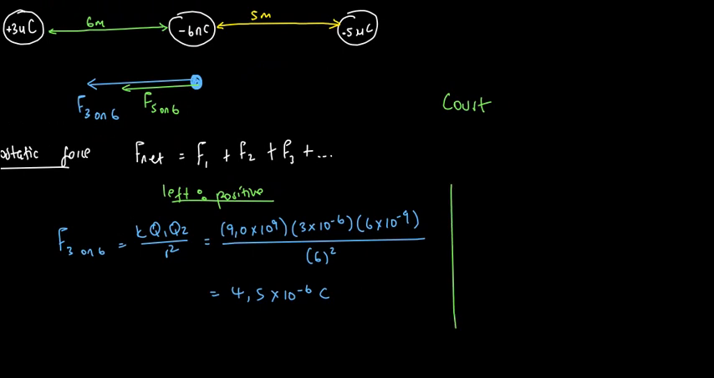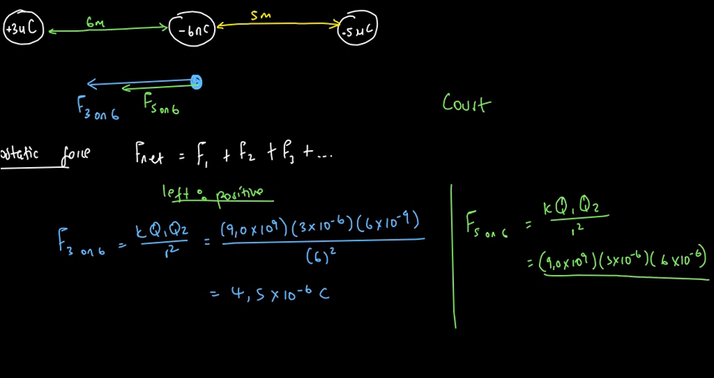So for the force of 5 on 6, you then say k q1 q2 all over r squared, of which now you're going to say 9.0 times 10 to the power 9, q1 (q5) is going to be 5 times 10 to the power negative 6, and then the other one is going to be 6 times 10 to the power negative 6, and then you're going to divide that by 5 squared.